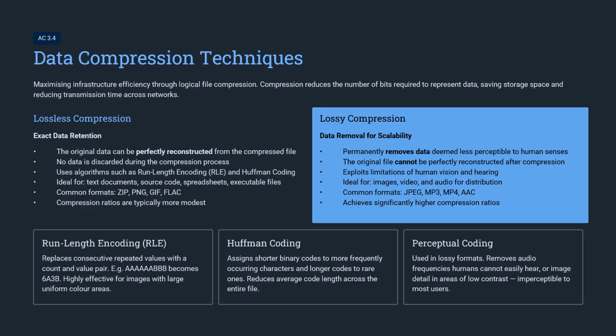Next, let's discuss data compression techniques. Data compression reduces file size to save storage space and speed up data transfer. There are two main types: lossless compression, which keeps all the original data, and lossy compression, which removes some data to achieve a smaller file size. The choice depends on the required quality and storage efficiency.